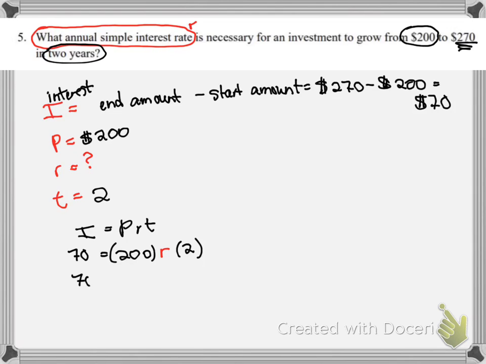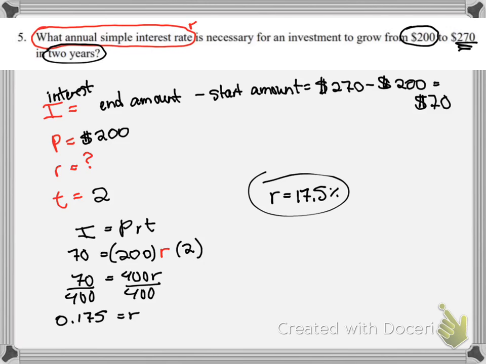So let's start simplifying this. 200 times 2 is 400. So then I can just divide both sides by 200. And you can find out that the interest rate is 0.175. Okay, and usually we write that as a percent, so that becomes 17.5%. All right, let's do another problem.